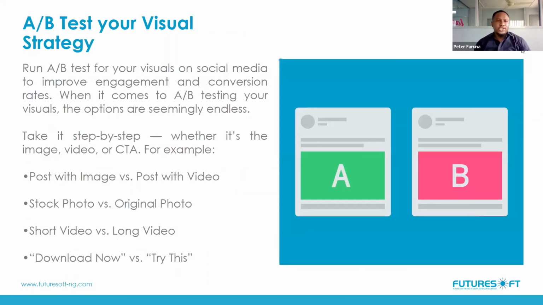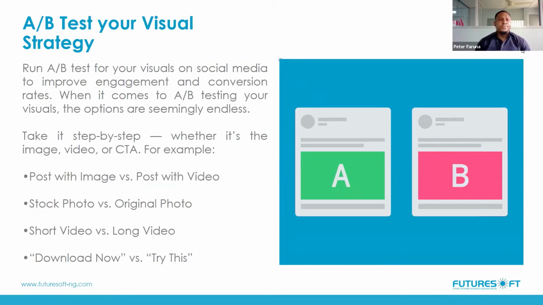Now, A/B test your visual strategy. I know this is actually what is done for email marketing. You can send out 2 emails if you want to do this test. One might involve a different kind of content, and the other one can involve a different kind of content. You're doing that not because you just want to post 2 different kinds of content. You want to see which one is bringing out more results. So run A/B tests for your visuals on social media to improve engagement and conversion rates.